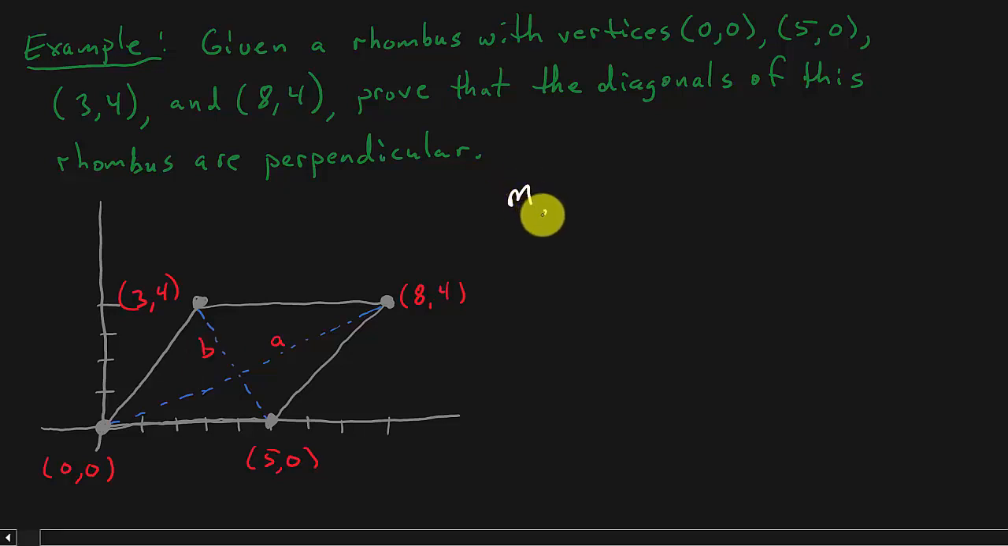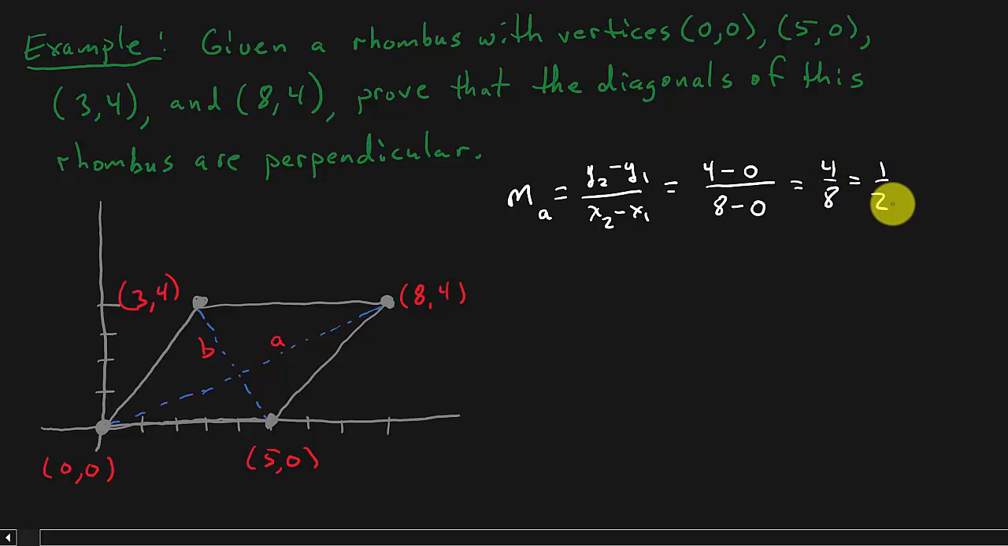So we've got the slope. I'm going to put a subscript to let me know that's the slope of A. Remember, that's y2 minus y1 over x2 minus x1. I'm going to call this the point (x2, y2), and this the point (x1, y1). So y2 minus y1 over x2 minus x1 is 4 over 8, which is 1/2.